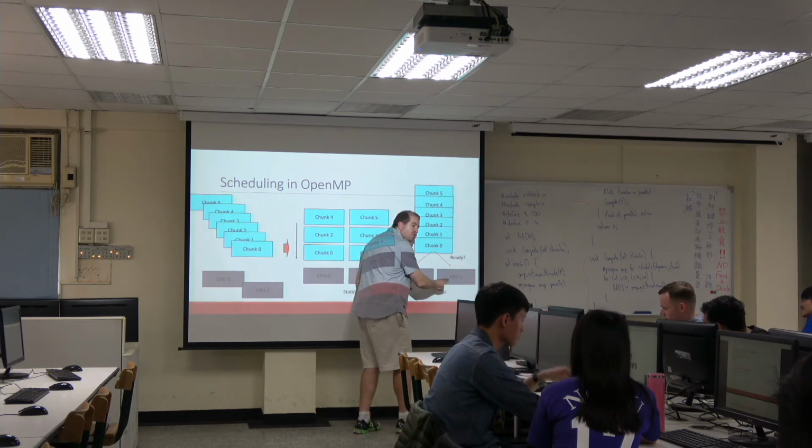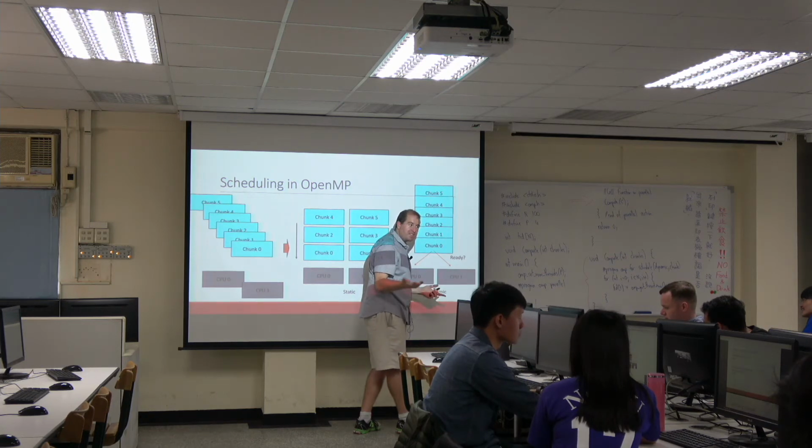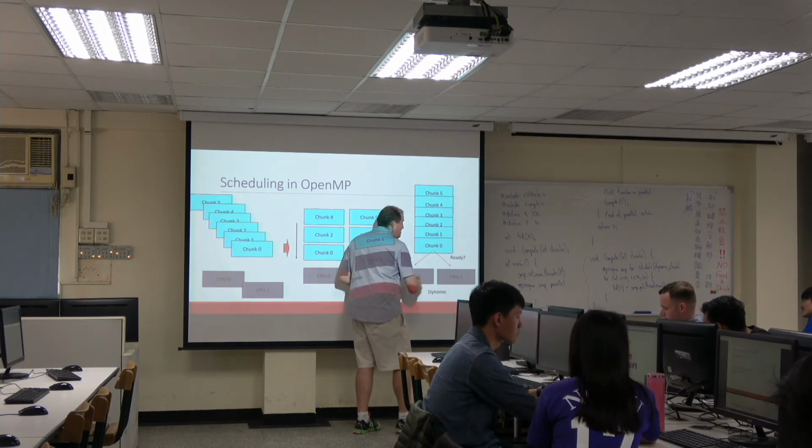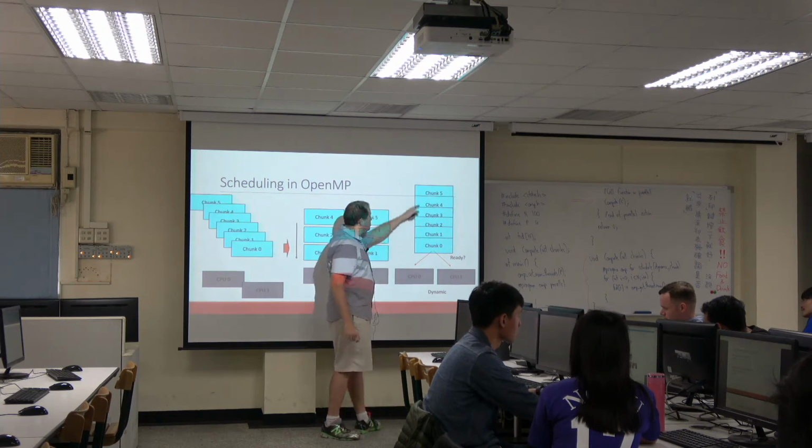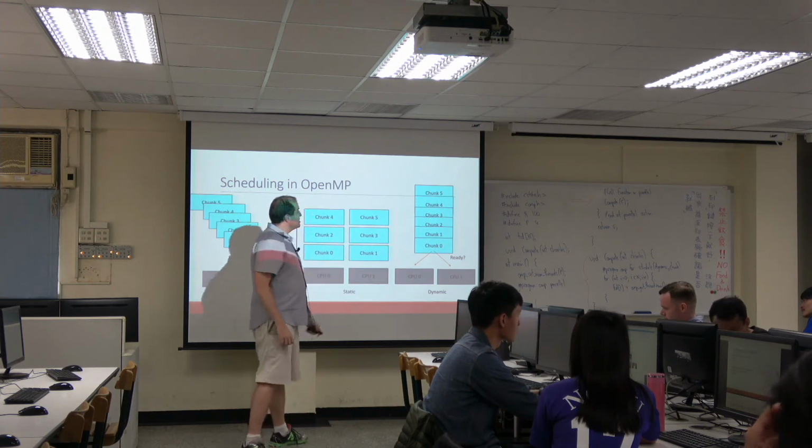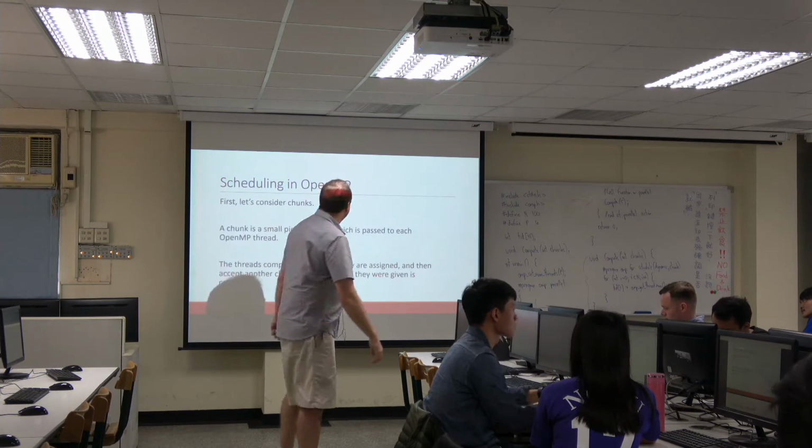Ideally, each core will do the same, but shit happens. Life sucks. One of these cores, whichever one is ready first, will take a new chunk of work. So this is dynamic parallelization.